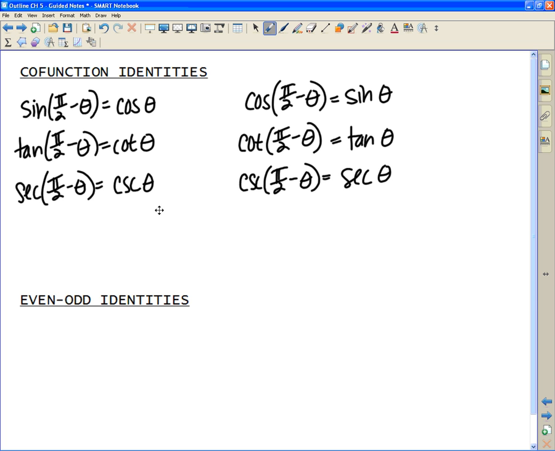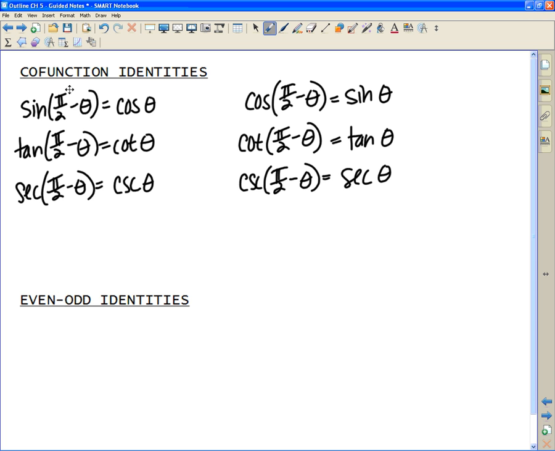So that is why the cofunction identities work. One of the reasons why. So in this case, we often talk about buddies. Sine and cosine are buddies, tangent and cotangent are buddies, and secant and cosecant are buddies. We really don't try and do a lot of tricks with these.